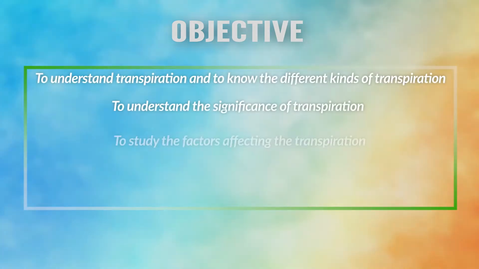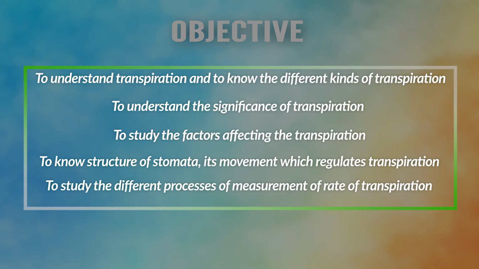So, in this topic we will discuss transpiration and try to know the different kinds of transpiration. We will try to understand the significance of transpiration. We will also study the factors affecting transpiration. We will learn about the stomata and the mechanism that regulates its opening and closing. Finally, we will see the different processes of measuring the rate of transpiration.